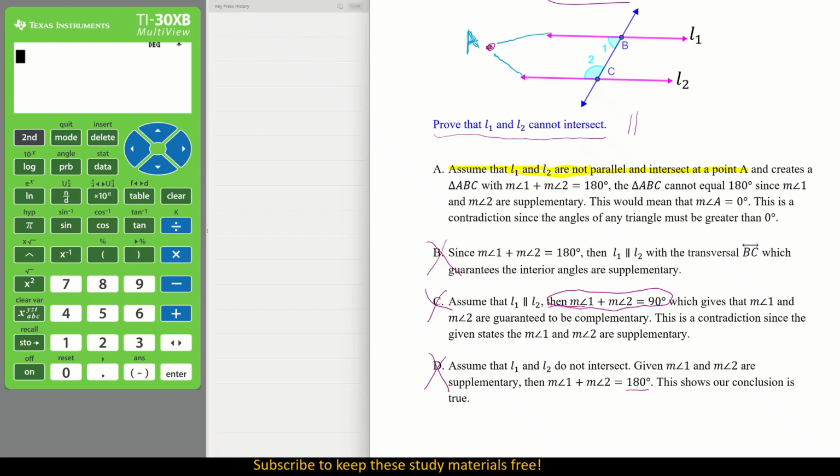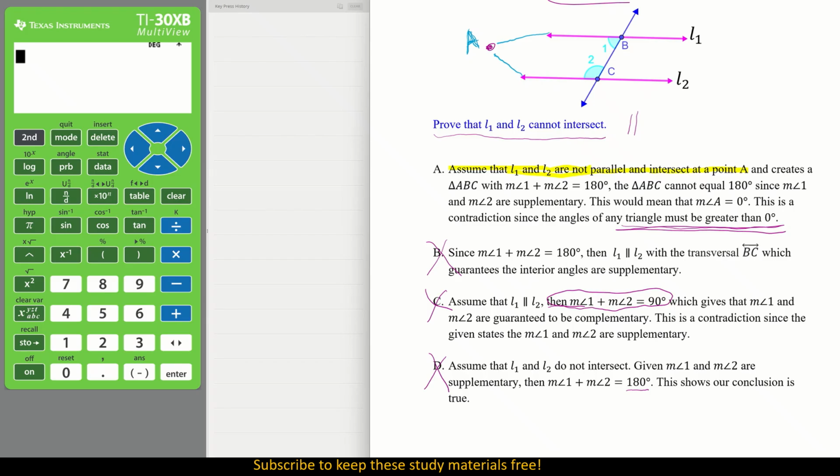So let's go back to A. Because the introduction and the conclusion of A made sense. Okay. That they had a contradiction. Now let's go see if this really happens as we read along. Okay, point A, and creates a triangle ABC. Yeah, that'd be the next step with the measure of 1 and 2 equaling 180. Okay, so they're kind of setting it up. I agree with that part.